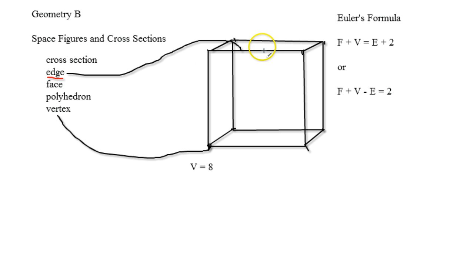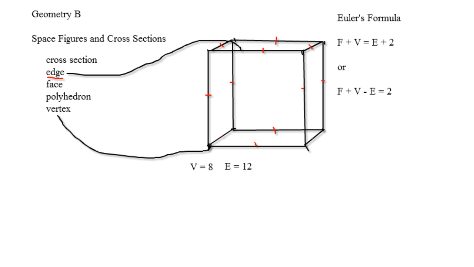All right, let's make edges red. 1, 2, 3, 4, 5, 6, 7, 8, 9, 10, 11, 12. So edges will actually be 12. Now a face is almost like a plane.